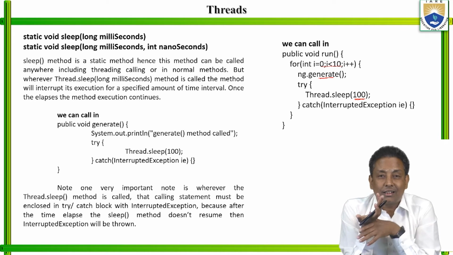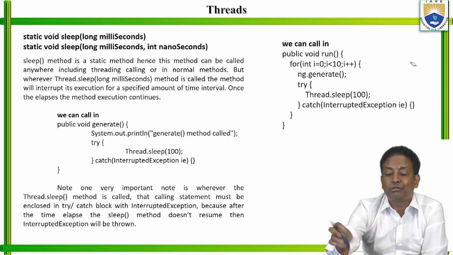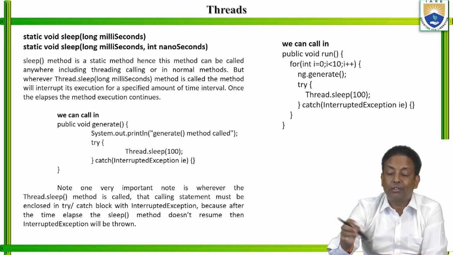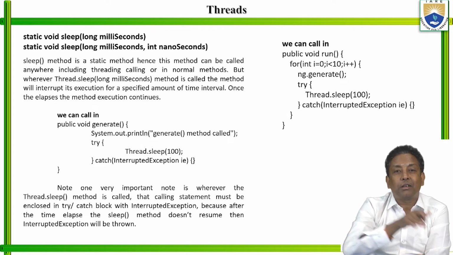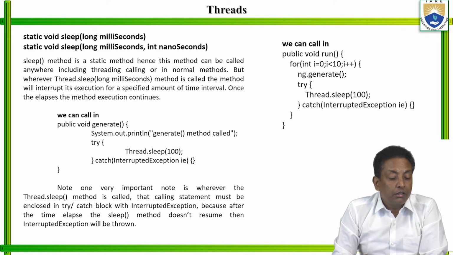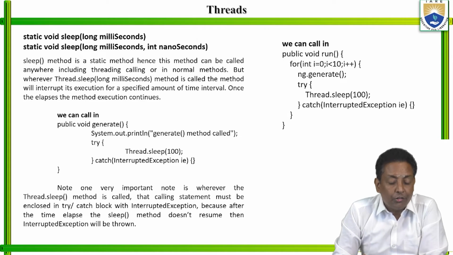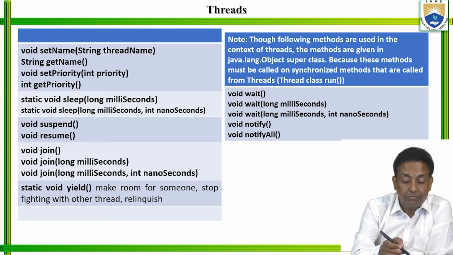But don't write the thread.sleep method in the main method, the client program. Why? Waiting before starting the thread or after starting the thread should happen in the thread or the thread's running method, but not on the client, right? So that is the matter. Hope the sleep method is clear to all of you. That is one of the methods of the Thread class.